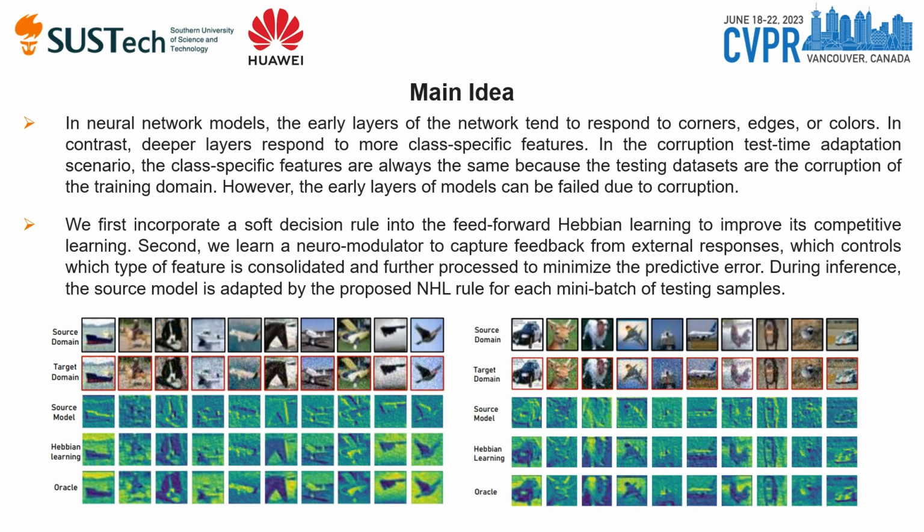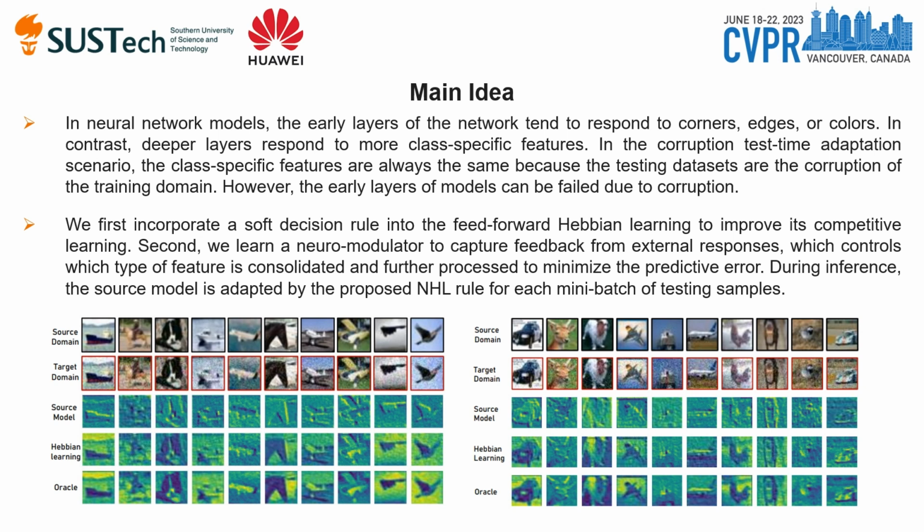This figure shows the feature maps learned by different methods. The first row shows the original image. The second row shows the images in the target domain with significant image corruption. The third row shows the feature maps learned by the network model trained in the source domain for these target domain images. The fourth row shows the feature maps learned by our Hebbian learning method. The last row, Oracle, shows the feature maps learned with true labels.